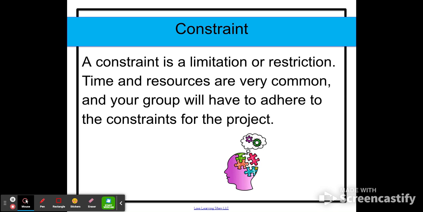In addition to criteria, you're also going to have constraints. Now, it sounds similar, but it's a little different. These are the limitations or restrictions. So some of the things your teacher may restrict is time and resources that your group has to follow. An example of this is your teacher will say you have 20 minutes to finish. That is a time constraint.